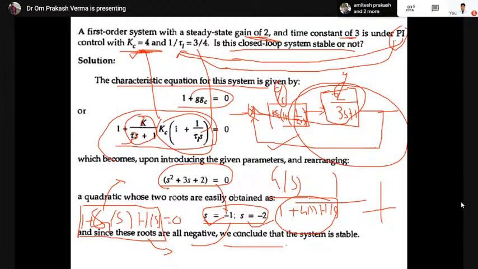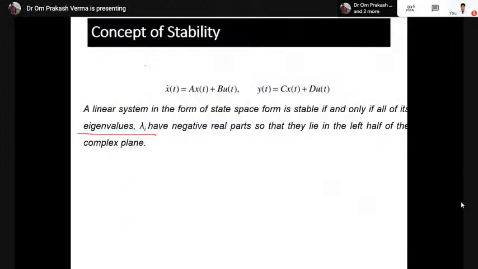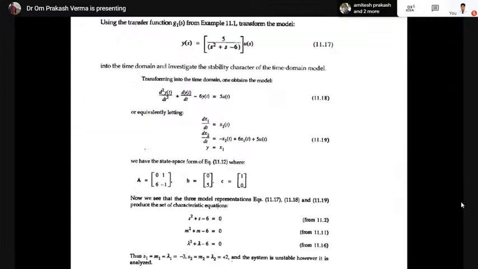in the transfer function case, we decide the stability from the characteristic equation. However, in the state space equation, the ABCD form, we define our stability from the eigenvalue. If the eigenvalue is negative, that means all the poles are lying in the left hand side of the complex plane. So what is the logic behind that? It may be clear from this example.